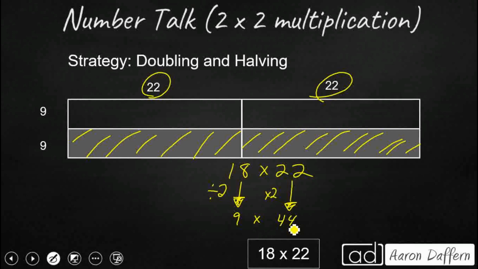Now we're still going to have to do a little bit of work here. So 9 times your 40, that's going to be 360. And then 9 times 4 is going to be 36. You're still going to have to do a little bit of adding to get there, but it's going to be 396.